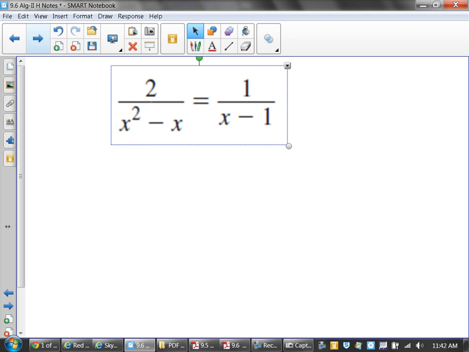What's the first rule of factoring, guys? What's the GCF? Yeah, what's my GCF of the denominator on the left? X minus... well, what's the GCF? X.